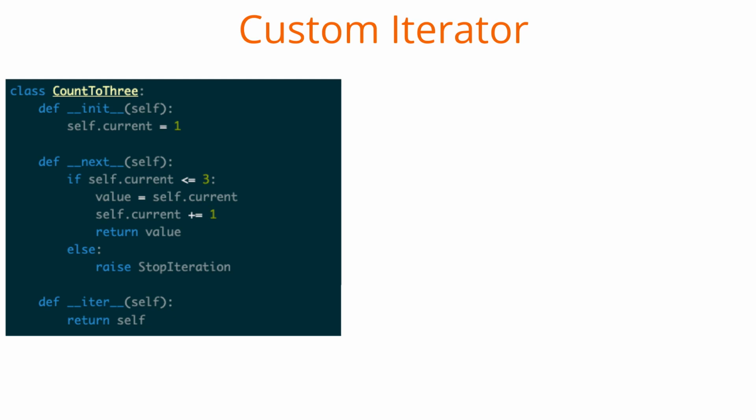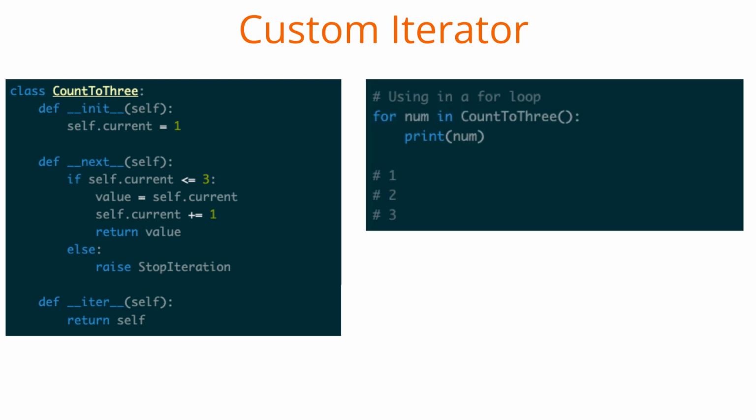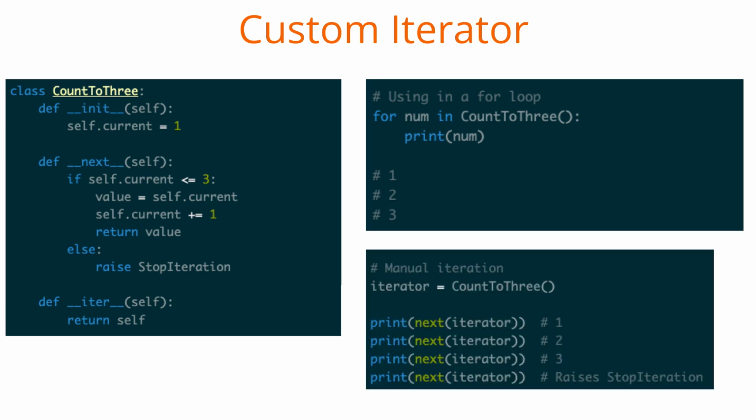Just like a built-in Python iterator, we can use our custom version in a loop or manually by calling next. First, let's take a look at using it in a loop. When we create an instance of count_to_3 and pass it into a for loop, Python knows how to handle it. It keeps calling next until the StopIteration exception tells it to stop. Or we can use it manually by calling next to get the same result, one value at a time.